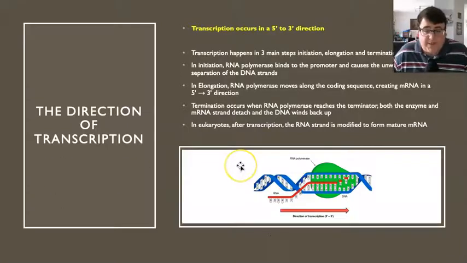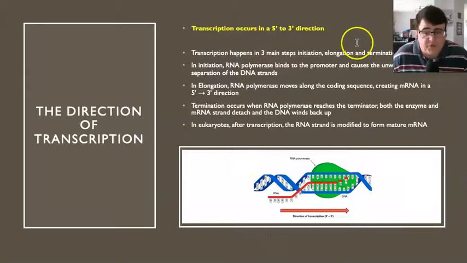Transcription will always happen in the same direction. It always happens from a 5' to a 3' direction, and it's done in 3 different steps: initiation, elongation, and termination. In initiation, we have our RNA polymerase bind to the promoter region. Can't see that in the picture. That will cause the unwinding and the separation of the DNA strands. So that's the initiation process.